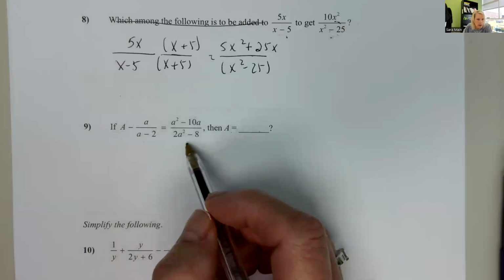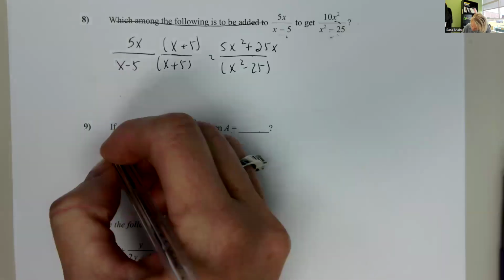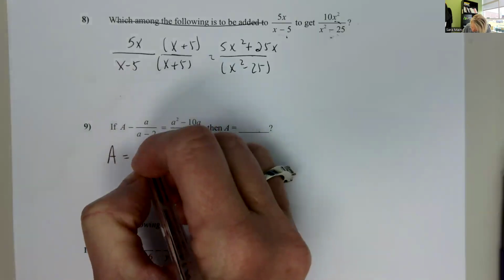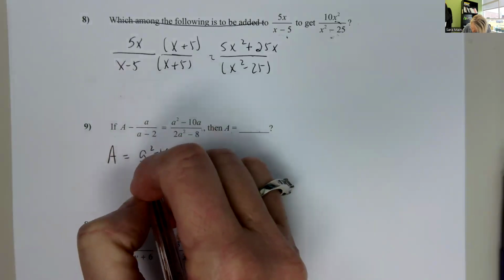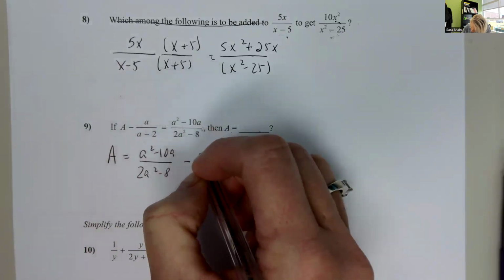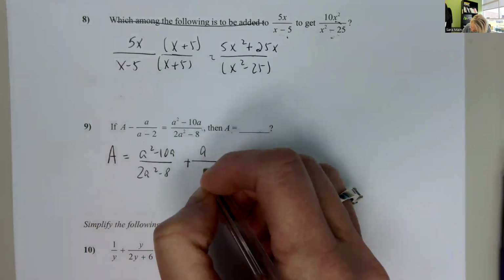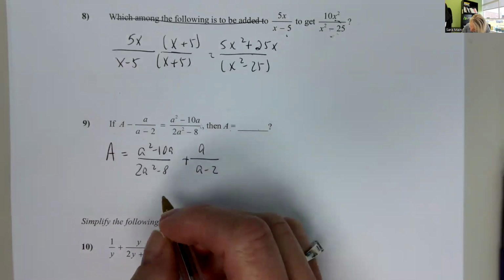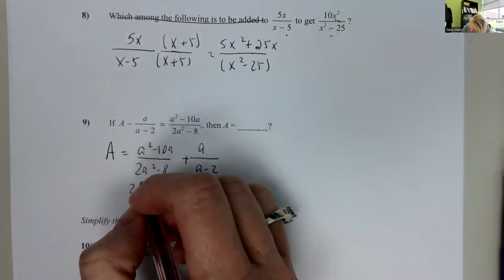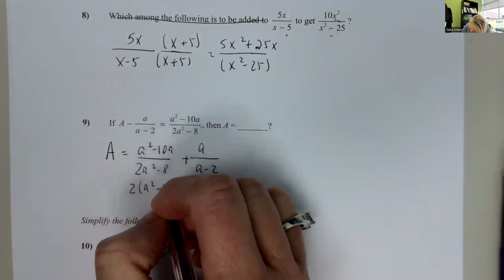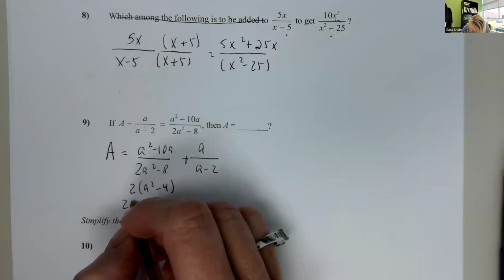So if we add this to the right-hand side, we'll solve for A. So A equals a squared minus 10a over 2a squared minus 8, oh, actually adding. So if we add that to both sides, let's see here, minus 4. So this is really a difference of squares.